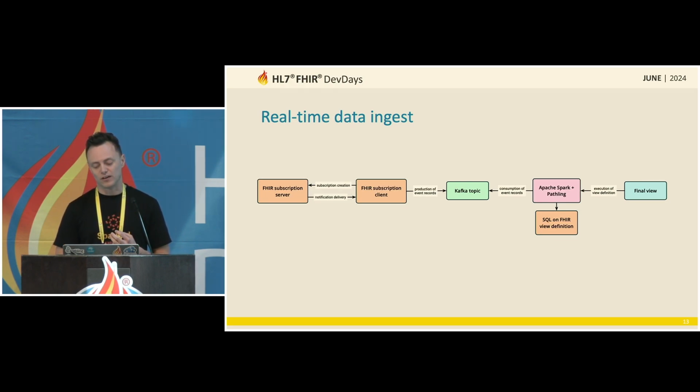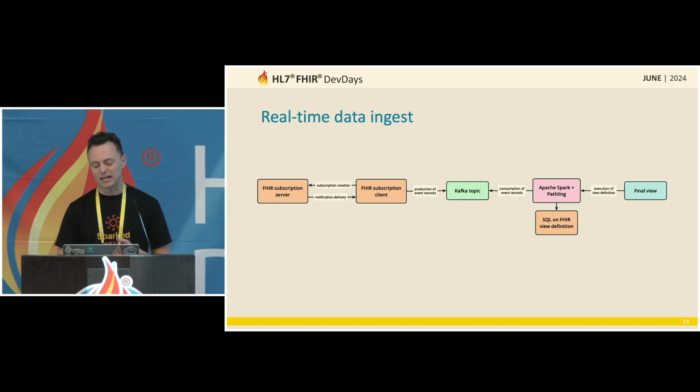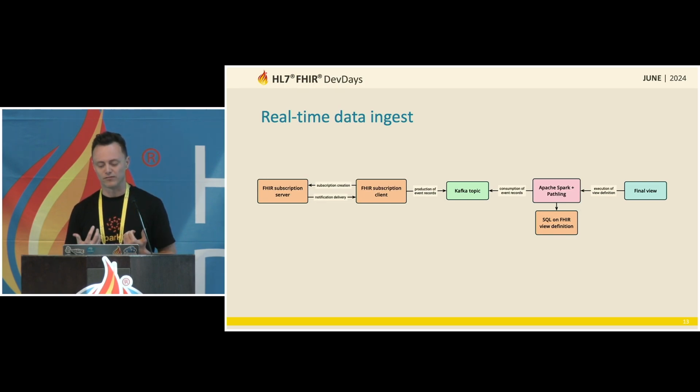FHIR subscriptions provides a way of informing a FHIR server that you wish to receive updates about changes that meet certain criteria. The FHIR server can call a REST hook to notify the client about a change. The client can take this update and push it onto a message queue, such as Kafka. Streaming analytic tools such as Apache Spark can consume a stream of events and run queries across them continuously.